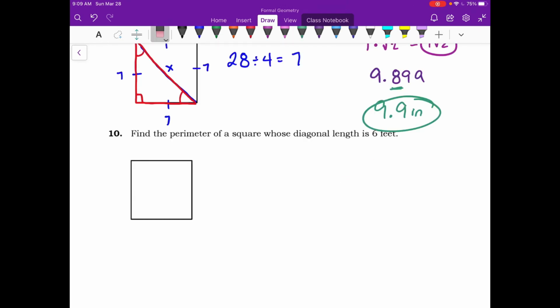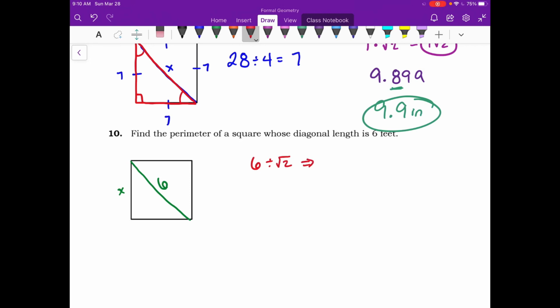Okay, for number 10, we need to find the perimeter of a square whose diagonal is 6 feet. So this is my diagonal. We know it is 6 feet, and I need to find the length of one side to find the length of all the 4 sides so that I can find the perimeter. So we have the hypotenuse. We need the leg. So we need to divide 6 by square root of 2.